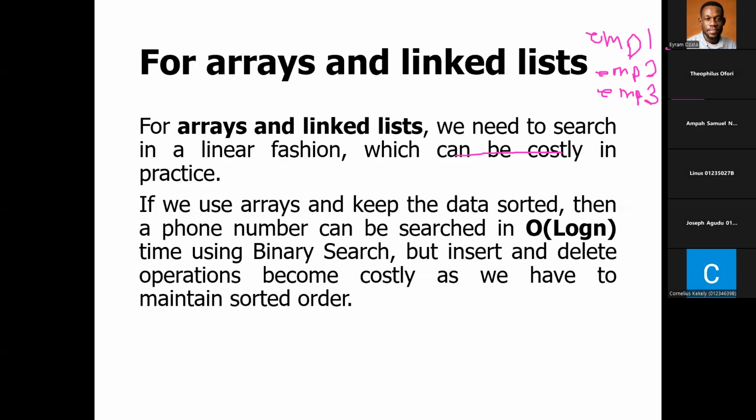Now, if you are using an array and linked list, okay, what happens is that we need to search in a linear fashion. So that can be costly in that process. Okay, so searching in a linear fashion. If we use arrays and keep the data stored sorted, then a phone number can be searched with a growth rate of log n based on the binary search. Okay, but the insertion and deletion become costly if we have to maintain the order.